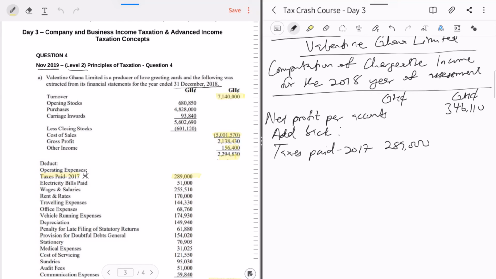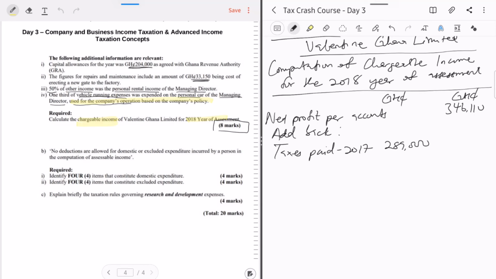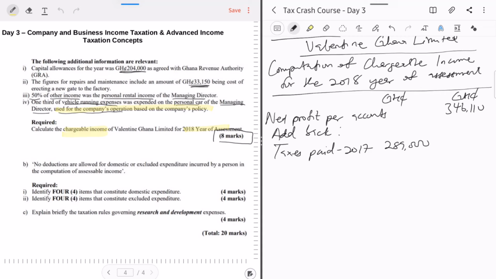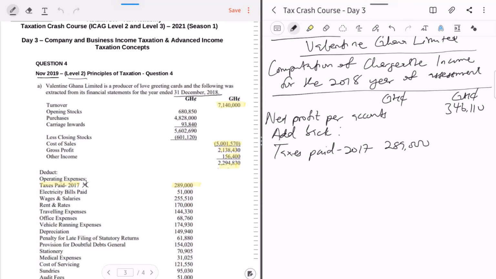Then vehicle running expenses of 174,930. If you come to note 4, they are saying 1/3 of the vehicle running expenses was expended on the personal car of the managing director. But here they said it was used for the company's operation based on the company's policy. Let's say you've not read the policy. If it was used for company purpose, then this implies that the car, even though it's not for the company, has been used wholly, exclusively, and necessarily for the business. So we have to allow that whole amount. Don't let the fact that it's a note make you think that you need to disallow it.